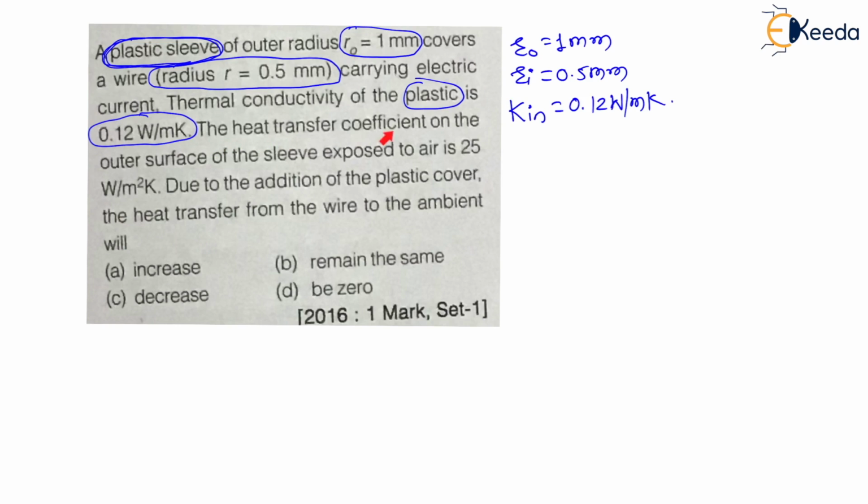After that, the heat transfer coefficient on the outer surface of the sleeve exposed to the air is 25 watt per meter square Kelvin. Now my dear students, here heat transfer coefficient between outer sleeve and the outside ambient or air is given, means the sleeve is nothing but the plastic sleeve is nothing but insulating material. Therefore here the heat transfer coefficient between the sleeve and the outside air, means between the insulation and the outside medium, is given in watt per meter square Kelvin, means this value is H, right? H which is in contact with insulation, that is convective heat transfer coefficient is given 25 watt per meter square Kelvin.